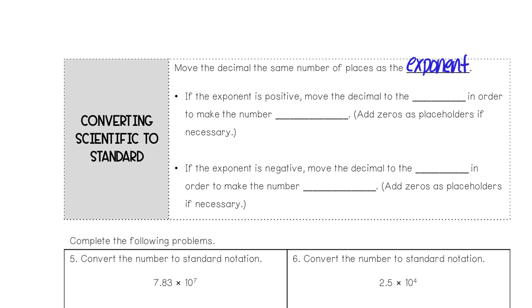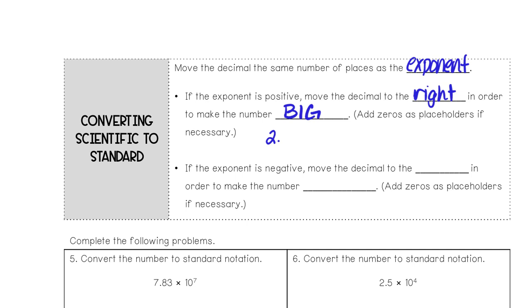If the exponent is positive, move the decimal to the right. This is going to cause that number to get bigger, right? You're going to add zeros in placeholders.